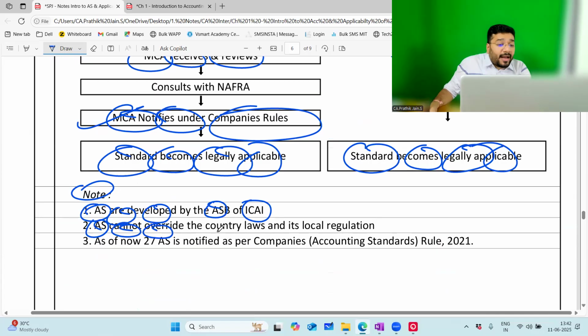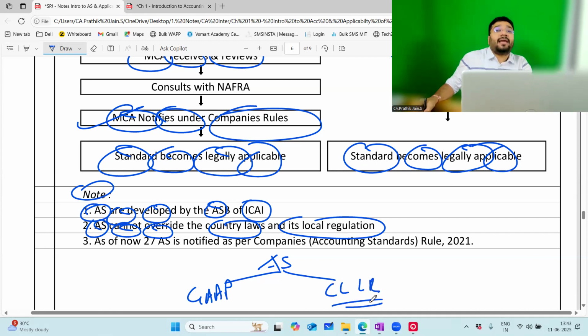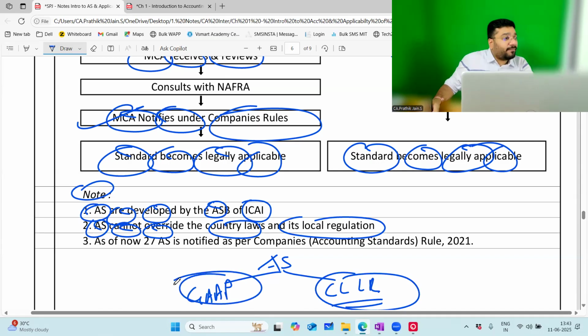AS are developed by the ASB of the ICAI. AS cannot override the country's law and its local regulation. So while formulating AS, you have to take care of two things. One, GAAP, because AS has to be prepared within the framework of GAAP. Second, you can't override the country's local regulations or laws. Keeping both in mind, satisfying both, only then you can issue accounting standards.